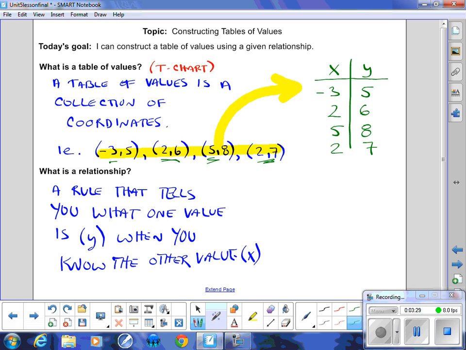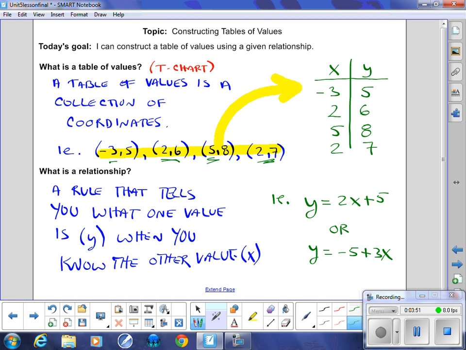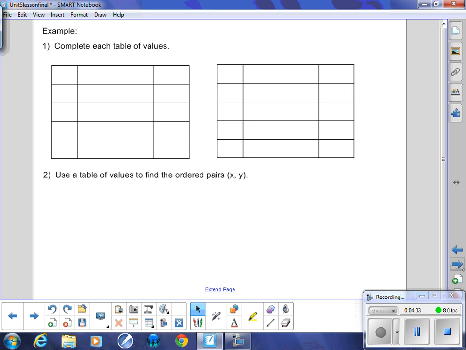So what's an example? y equals 2x plus 5. Some of you are going to be saying, that's just an equation. Yeah, another word for relationship in this case is also an equation. So you're just going to put values in. Or y equals -5 plus 3x. If we know what the x value is, we can then figure out what the y value is. I'm going to show you the how-to and the steps to that in the next slide.